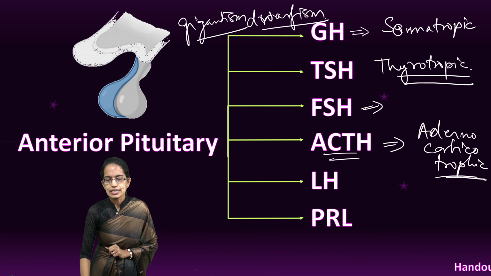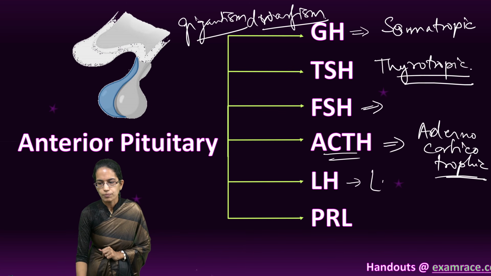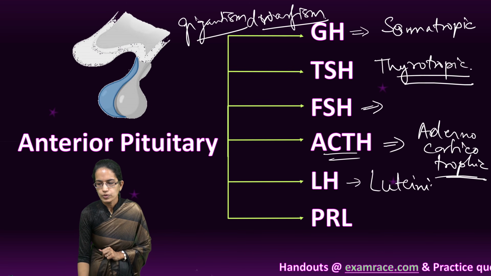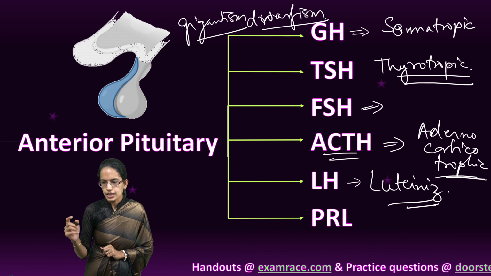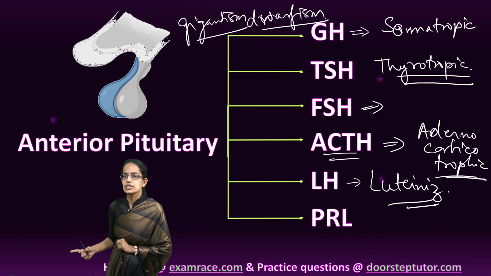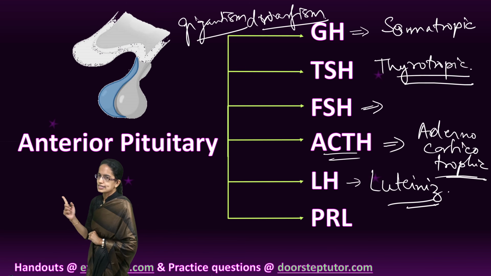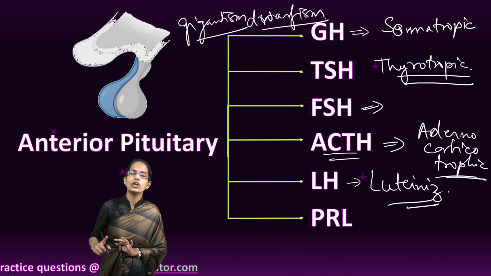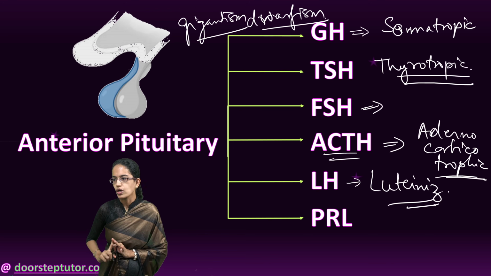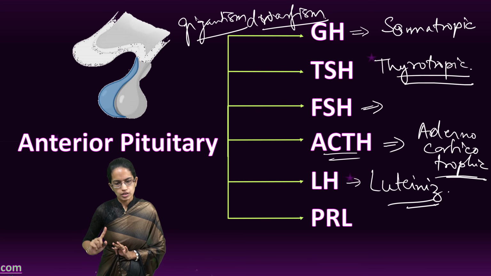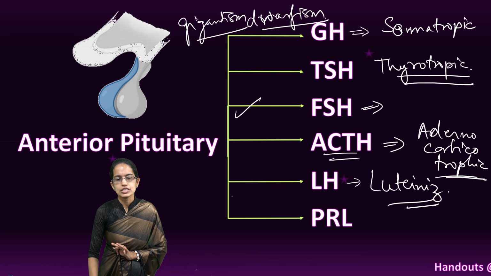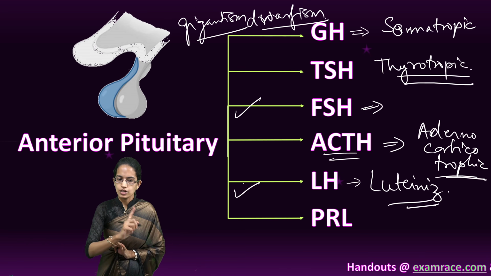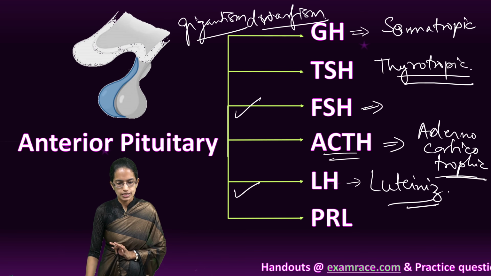The next is LH, luteinizing hormone. Luteinizing hormone is a hormone which in males is responsible for secretion of testosterone and the secondary sexual characters. However, in females, it is responsible for the secretion of progesterone and also for ovulation. So both FSH and LH are gonadotropic hormones, as they are called.